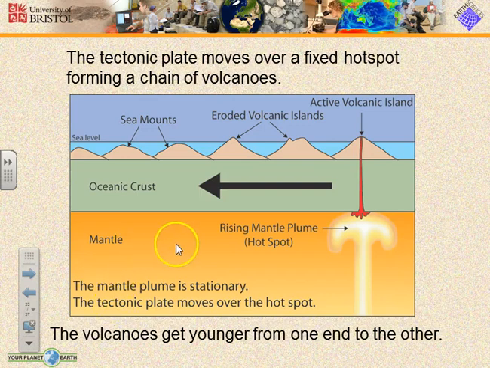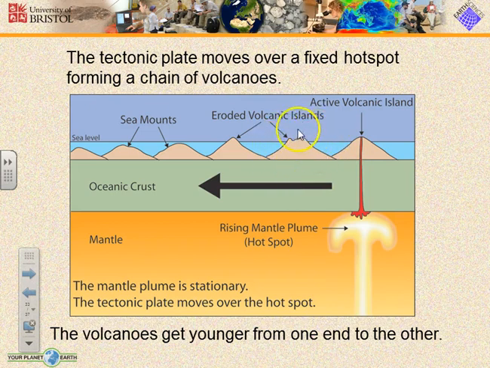Okay, so let's look at this graphic very quickly. It says the volcanoes get younger from one end to the other. So here's the youngest volcano. It's active. It's sitting on top of a current hotspot. The magma will rise, and it's creating new land. Actively creating new land. But what has happened over time is the oceanic crust has moved due to plate tectonics.